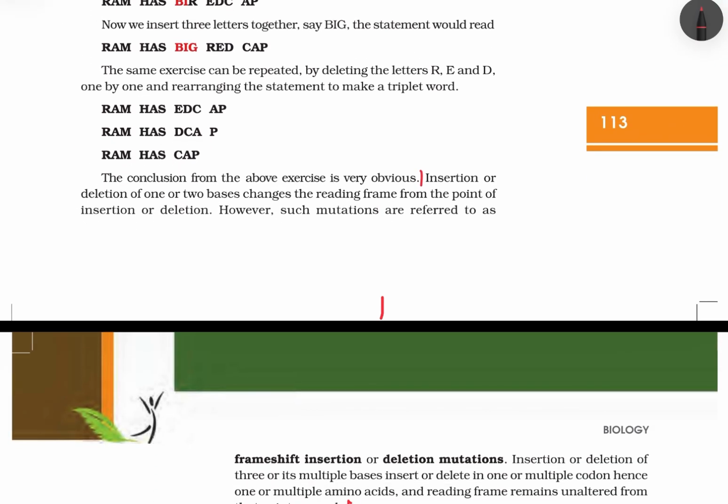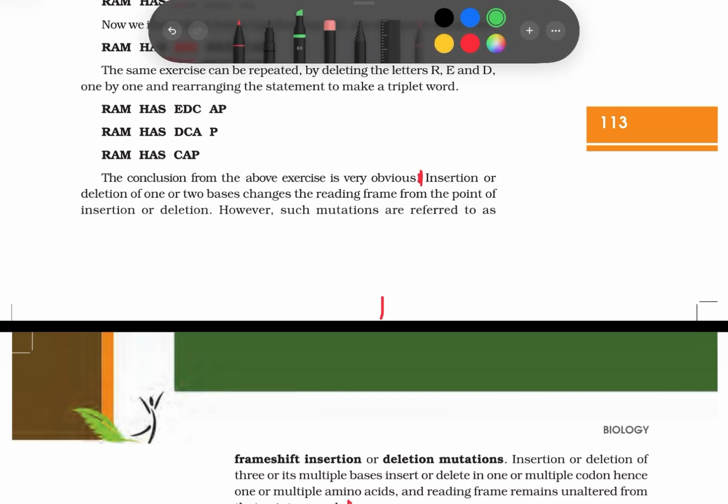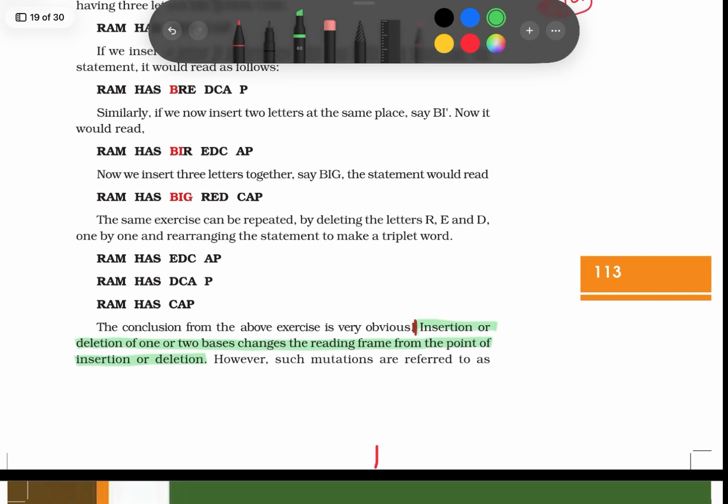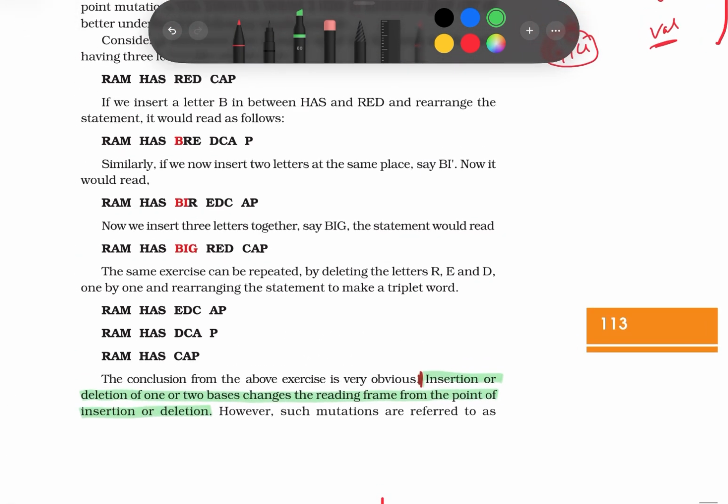Here, in case of insertion or deletion frame shift mutations, insertion or deletion of one or two bases changes the reading frame from the point of insertion or deletion. If you see, we inserted B. Before that, the statement is "Ram has red cap." But here it has changed to "Ram has BREDCAP." From this point of insertion, the reading frame gets altered if we insert one or two. In the same way here also, the reading frame is getting altered.